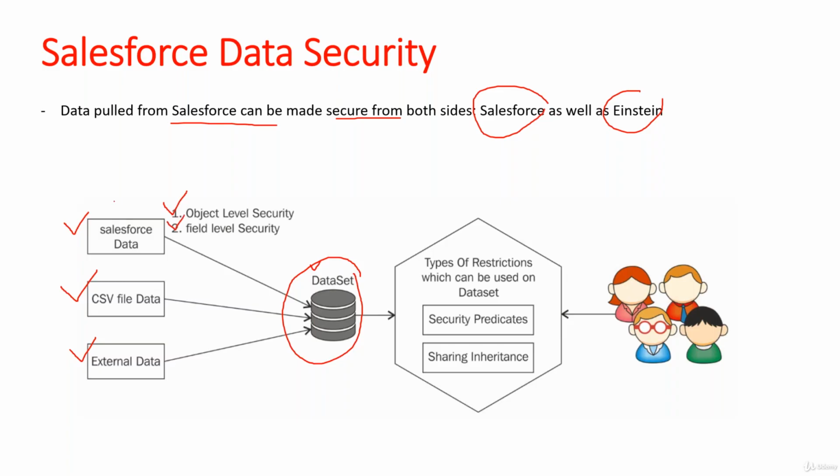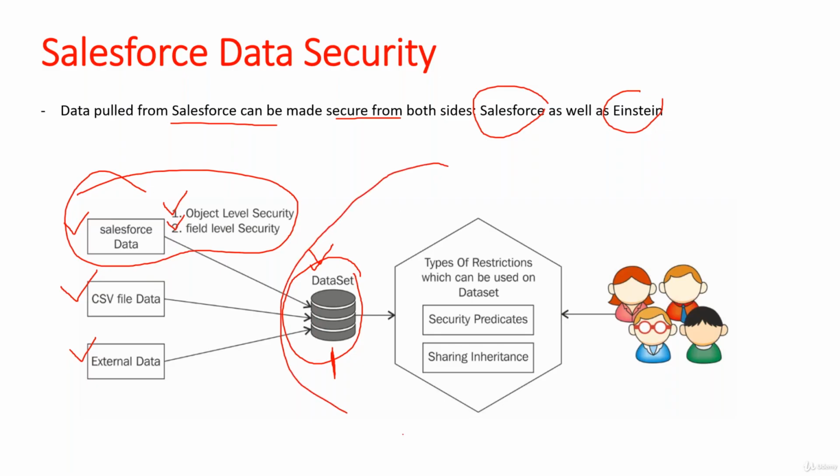Now, once my data is loaded into my dataset, the dataset owner, who created the dataset, can control the data security on the Einstein Analytics platform side. How can they do that? There are two types of restriction we can use in a dataset: row-level restriction, meaning security predicates, and sharing inheritance. We'll see this in detail.